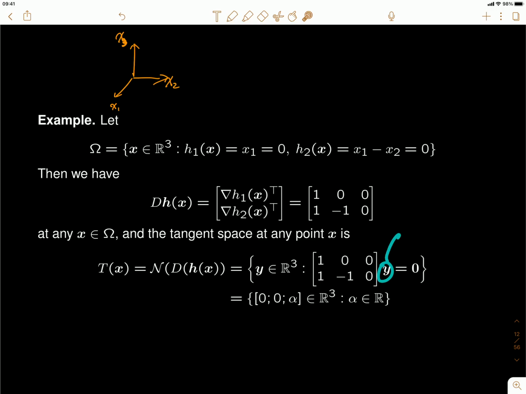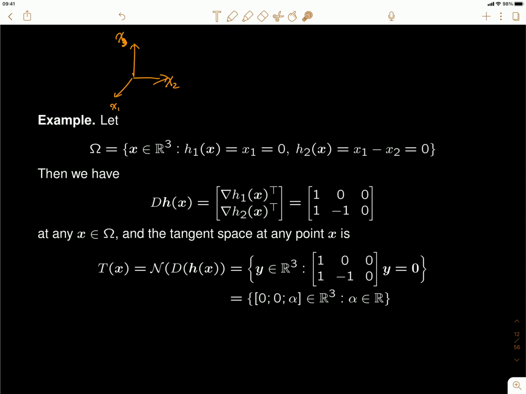Apparently in this case, if you have y as y1, y2, and y3, and you multiply this matrix by this vector and get 0, then y1 has to be equal to 0. And the second row tells us that y1 equals y2, so y2 must be 0 as well. But y3 doesn't matter what it is. No matter what the value of y3 is, this vector y will always give you 0 when you multiply this matrix by y. So the tangent space in this case is all the vectors with the first two components 0 and the last component arbitrary.